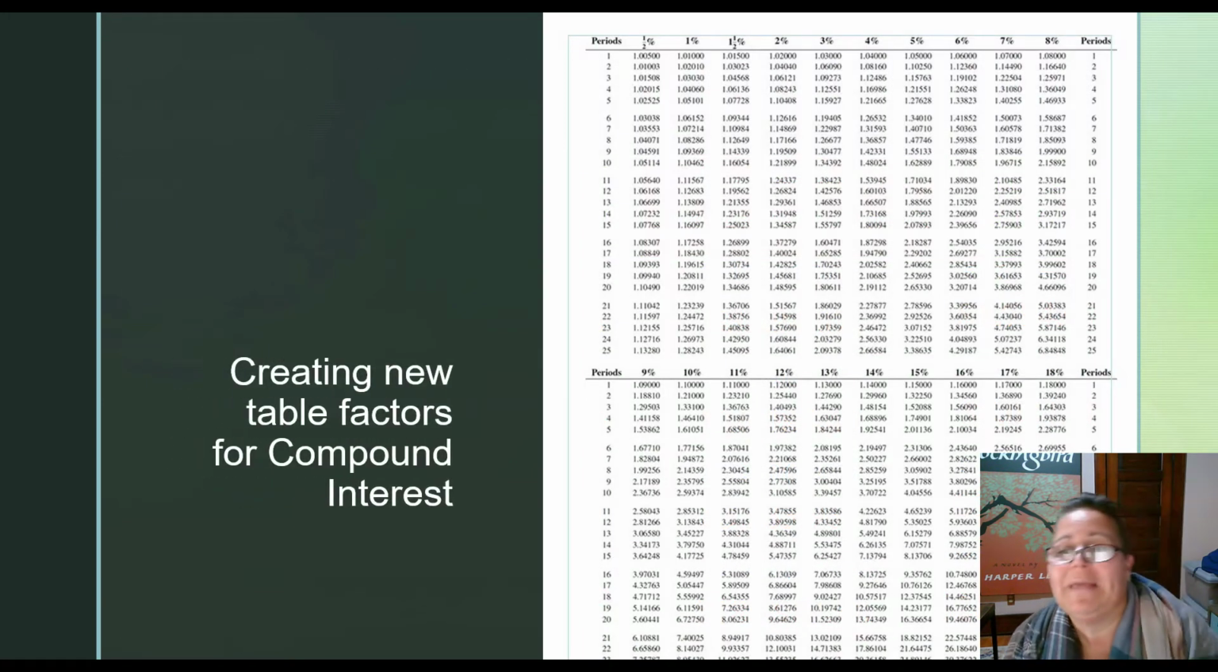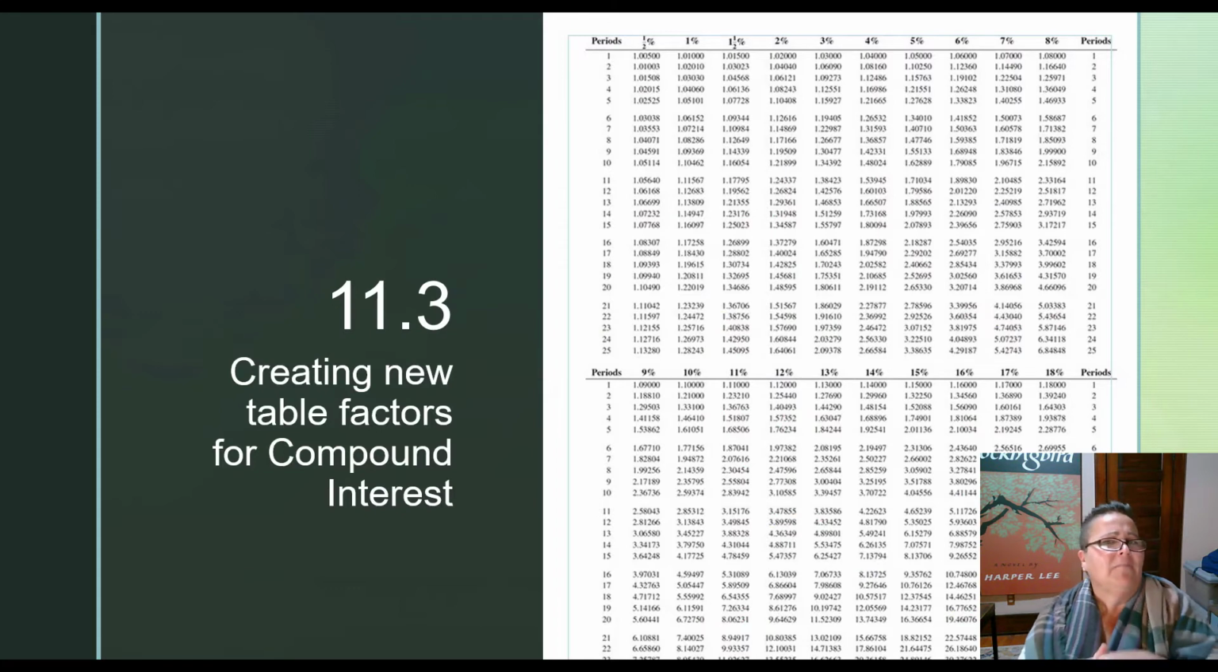All right, and then we begin with 11.3. 11.3 is kind of a hidden skill. You might want to pay close attention here. This is how to create a new table factor using compound interest. So you might have noticed on this particular table a couple of things. First of all, that the percentages, aside from the 1/2, 1, and 1 1/2, are all whole numbers. That doesn't happen in the real world, but we'll deal with that in the next section.